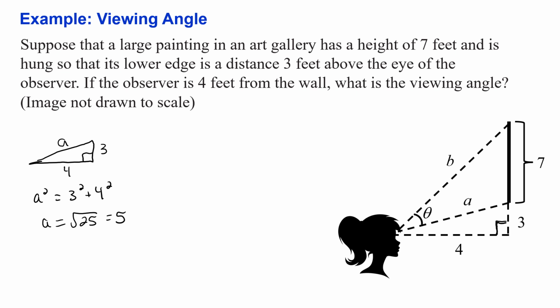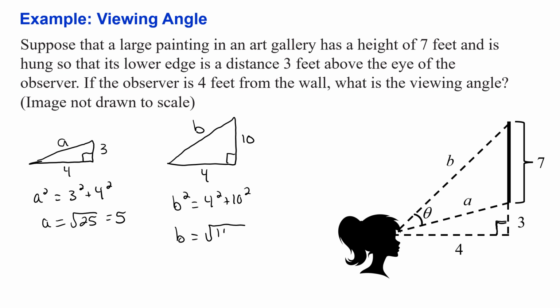And to find the side of length B, we're going to use the right triangle with horizontal leg of 4 feet, vertical leg of 3 feet plus 7 feet, or 10 feet, and the hypotenuse of length B. Again, using Pythagorean theorem, we can write B squared equals 4 squared plus 10 squared, and solving for B, we would have B equals square root of 116.